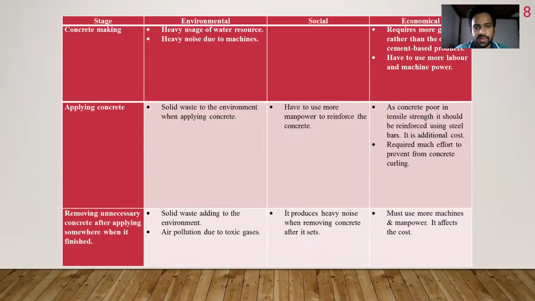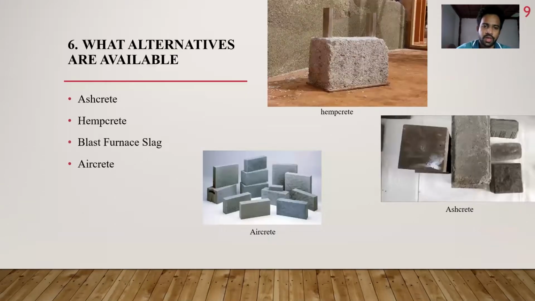At destruction times, solid waste and air pollution due to toxic gases are environmentally not good. When destructing unnecessary concrete, it makes heavy noise by the machines. Now we can consider what are the possible alternatives that can be used instead of cement-based concrete to minimize the bad impacts. Some of common alternatives are ashcrete, aircrete, hempcrete, and blast furnace slag.